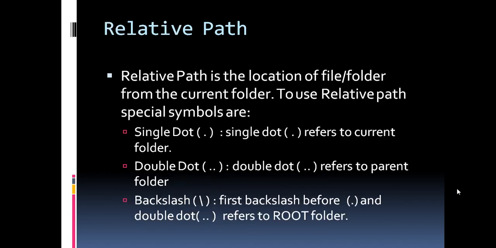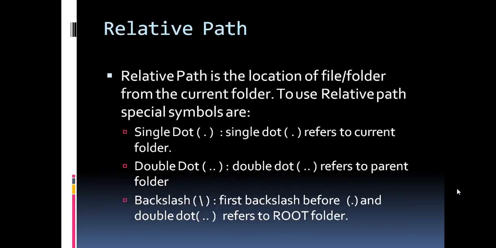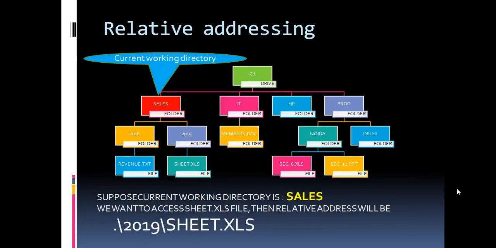What is a relative path? Relative path is the location of a file or a folder from the current folder. To use a relative path, special symbols are used. One is a single dot, which refers to the current folder, and a double dot refers to the parent folder. A backslash before the dot refers to the root folder. Let us see how the absolute path I have shown you here. Now similarly we will try to see the relative path in the example.